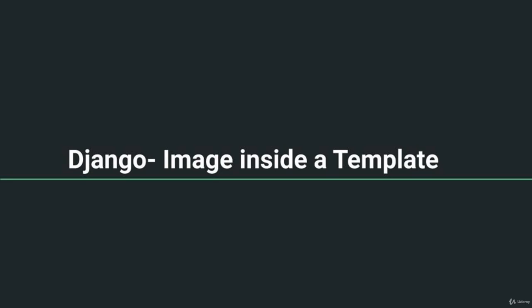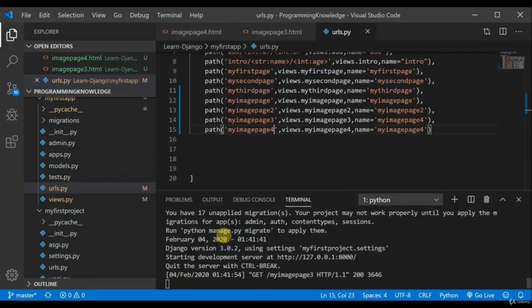Ninth tutorial, and we're going to work with images. So this is going to be a very interesting and quick tutorial. In this tutorial I've already defined a path with my image page 3, already defined a function in the views.py file, and already defined an HTML page. So I would directly operate on this, and you can check out the code on the GitHub repository as well.